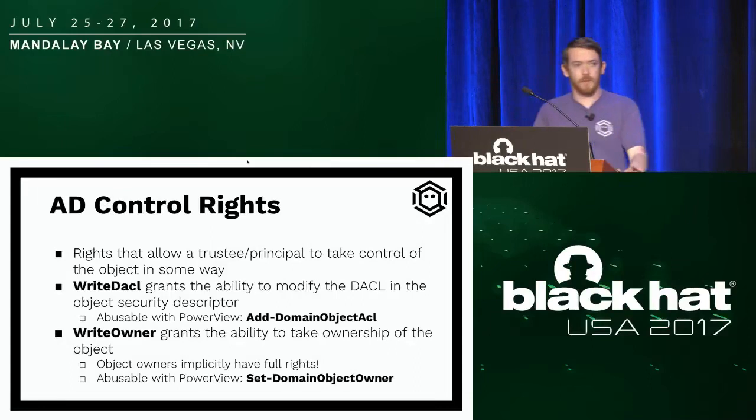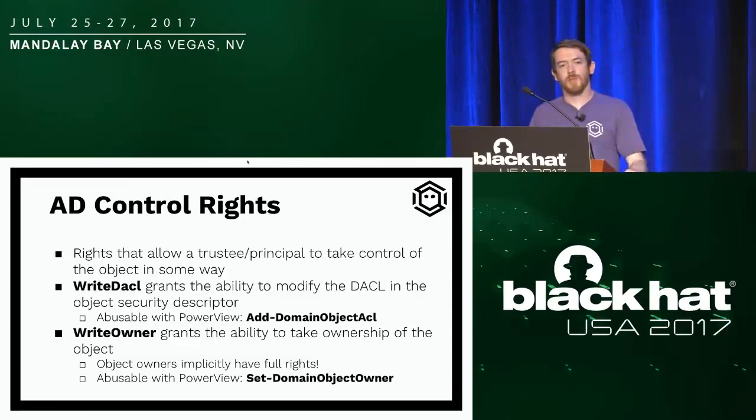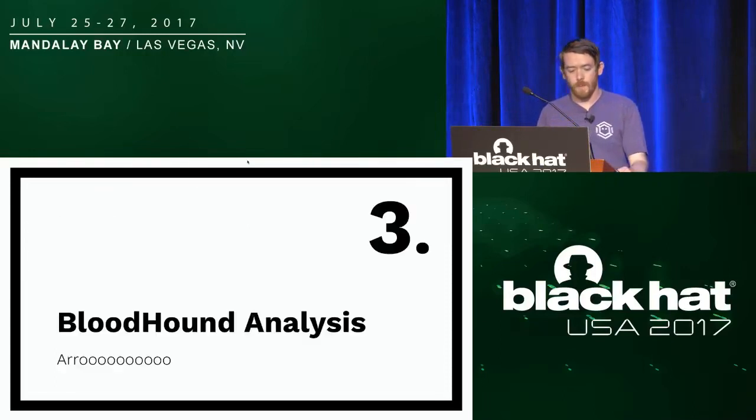So what do I mean by control rights? There are a couple of rights that will allow a trustee or principal to take control of the object in a specific way instead of modifying the actual object itself. So WriteDACL will grant us the ability to modify the DACL. It is abusable with PowerView with Add-DomainObjectAcl. And WriteOwner grants us the ability to take ownership of the object in Active Directory. The reason we care about this is that owners have implicitly complete rights on the object, even if there's an explicit deny. So even if Will has complete deny on Andy, if I'm the owner, then I have full access. And this is abusable with PowerView with Set-DomainObjectOwner.